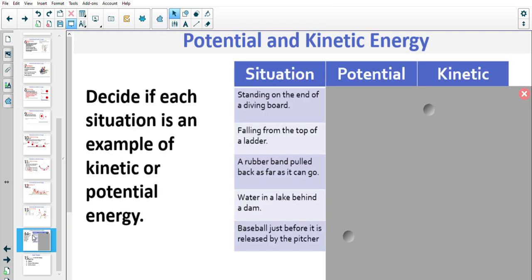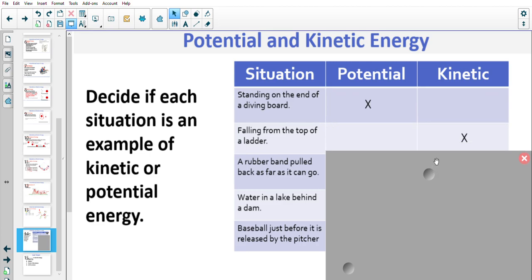And finally, let's do a little quick quiz. Decide if each situation is an example of kinetic or potential energy. Standing on the end of a diving board. Is that potential or kinetic? He's standing, he's not moving, so you're correct. That is potential. Falling from the top of a ladder.